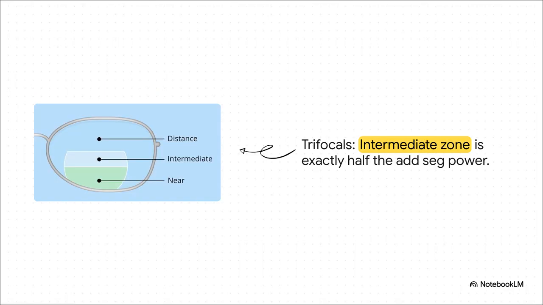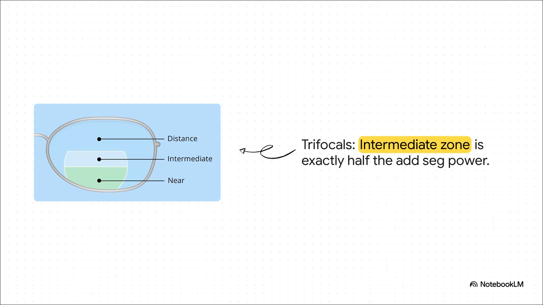You all know this patient, the 51-year-old engineer who comes in complaining of blurry vision at his computer screens and neck pain from constantly tilting his head back to use his near add. A standard bifocal creates this huge blurry gap right at arm's length. So let's orient ourselves to a trifocal lens to solve this.